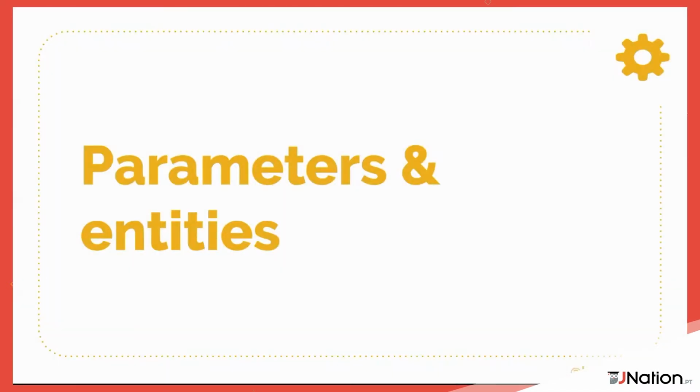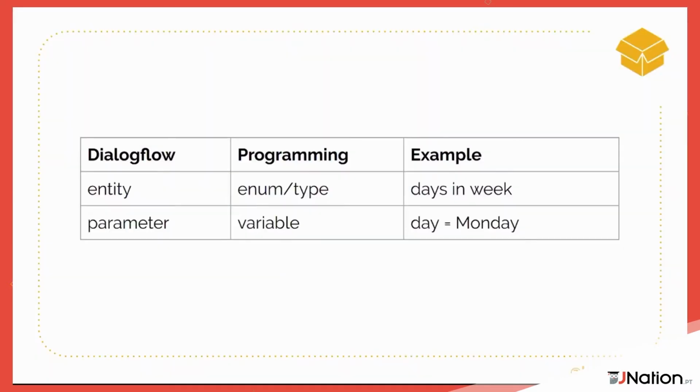So then there are parameters and entities. And the easiest way to explain this is by using an analogy. I think most people watching will be programmers, so I will use programming analogies. Whenever you encounter an entity in Dialogflow, in programming we would call this an enumeration or a type. An example would be days in a week, just a list from Monday till Sunday of possible values.